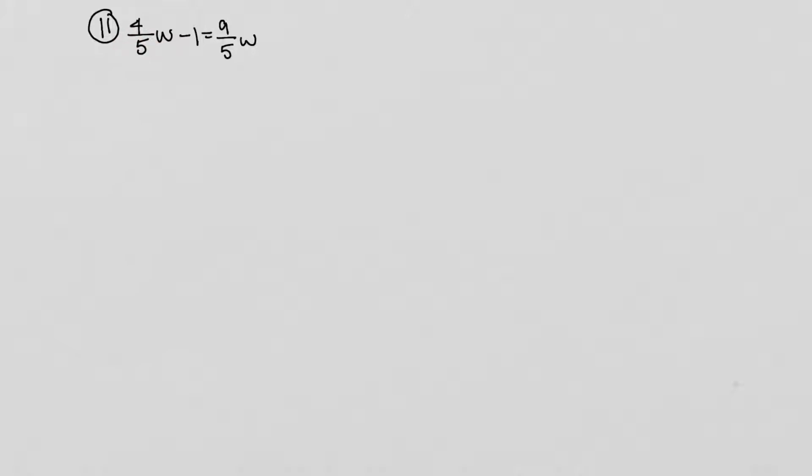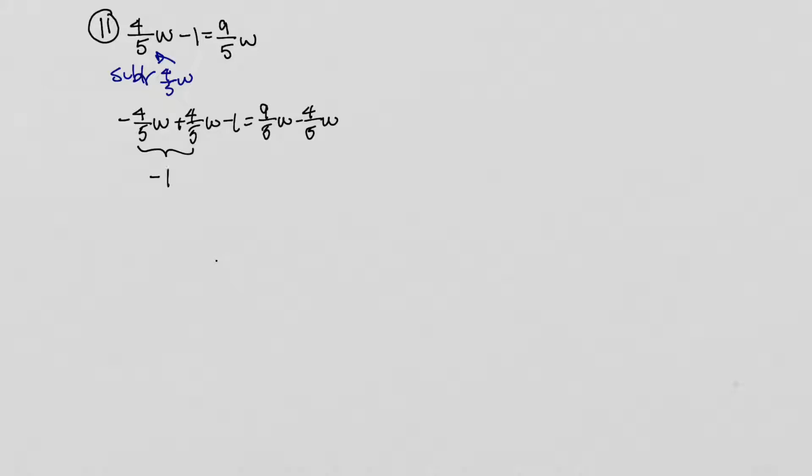So I think the plan will be this. Let's subtract 4/5 W, right? We're going to subtract this. So it will look like this now. Negative 4/5 W, and then plus 4/5 W minus 1 equals 9/5 W minus, have to do it to both sides, 4/5 W. There's a 0.